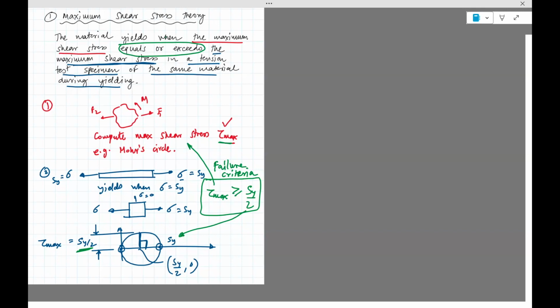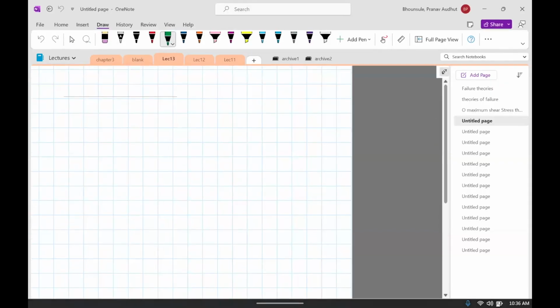Okay, now that we've understood the theory and what it means to compare, let me just tell you how to apply the theory in 3D, because you'll be solving problems. Okay, in 3D, you'll have 3 stresses. Let's call that sigma A, sigma B, sigma C.